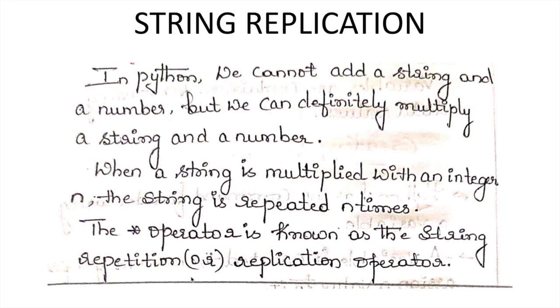So when a string is multiplied with an integer, the string is repeated n times. That is replication. Replication means you are going to repeat the same string n number of times. When you multiply a string and an integer, it will understand that it's going to repeat that string n number of times. Okay. So string replication is achieved through the star operator or replication operator. We will see the example, you will understand it.